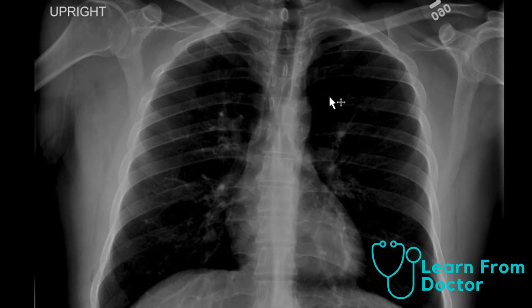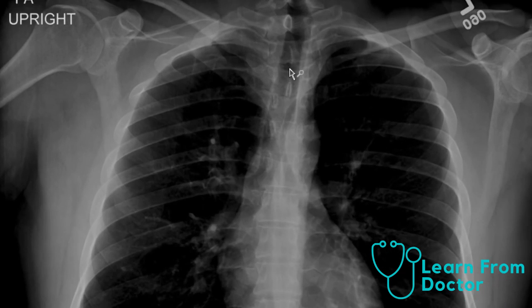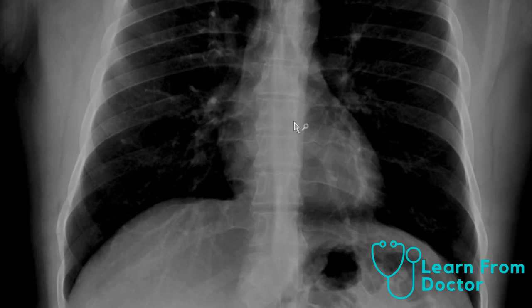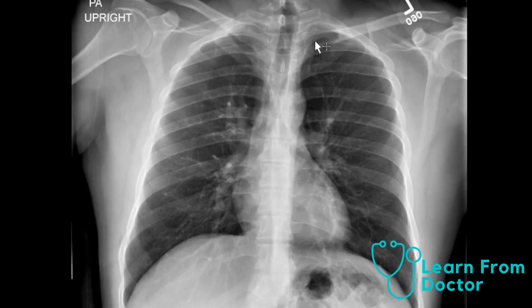Sometimes you can window really hard to take a look at your vertebral bodies and make sure you're not missing any compression fracture. Once I've cleared the bones, I start with my cardiomediastinal silhouette.